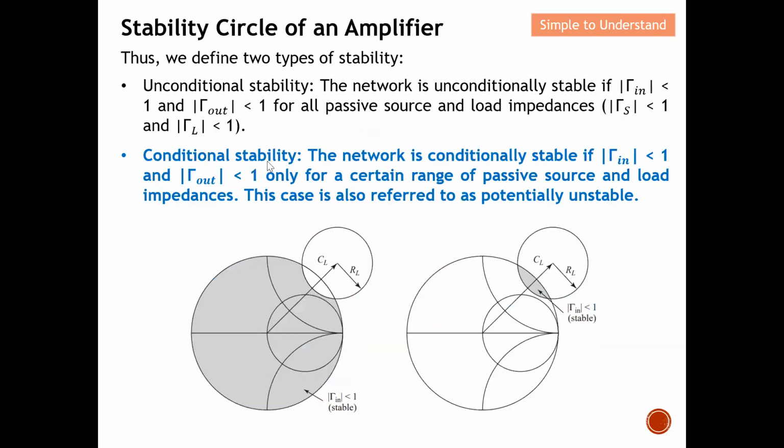Next, on conditional stability, the network will be stable if it meets certain criteria, which means that my source and load need to ensure they are stable. For example, over here, this part will be stable, this part will be unstable, so therefore this part cannot be used. This is what we call conditional. The ZS and the ZL, the source and load impedances, need to be under certain values so as to ensure that the whole amplifier will be stable.